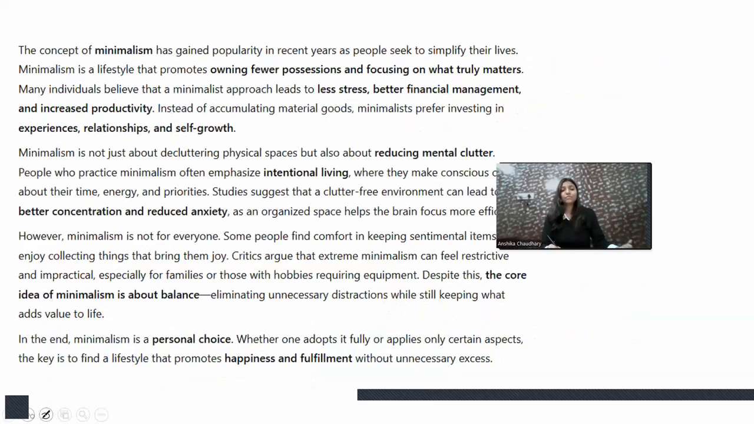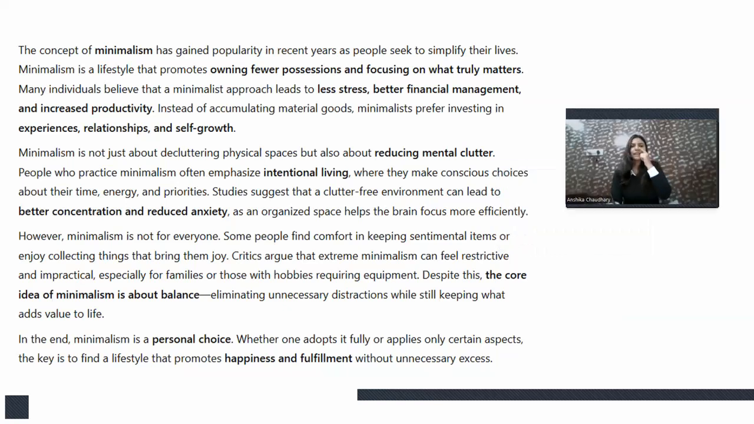Coming to the next passage, it is a mid-length passage. Again and again I'm saying paragraph, but you have to consider it as a passage. For a mid-level passage, you will read the first paragraph completely and the last paragraph completely, and for the rest you will read 1 or 2 lines. As this is a mid-length passage, you can read 2 lines of each paragraph in the middle.